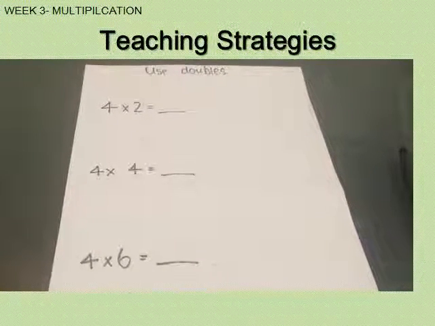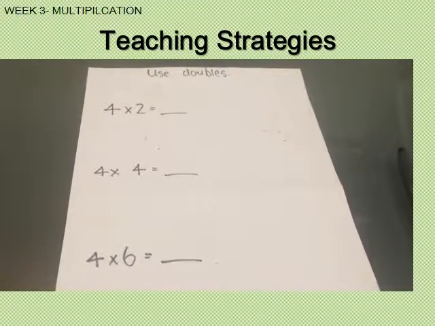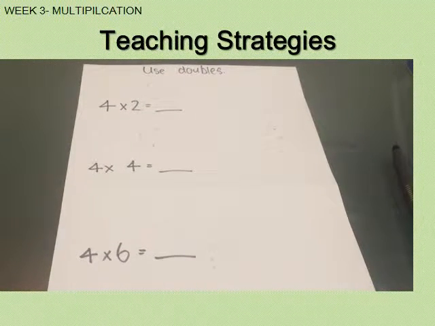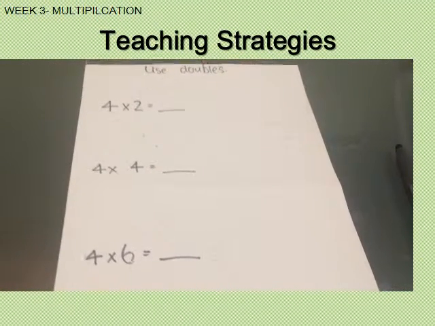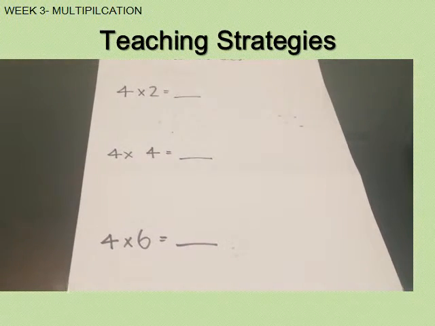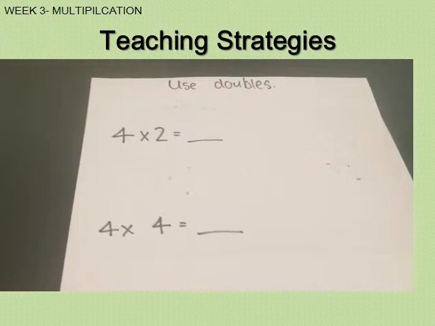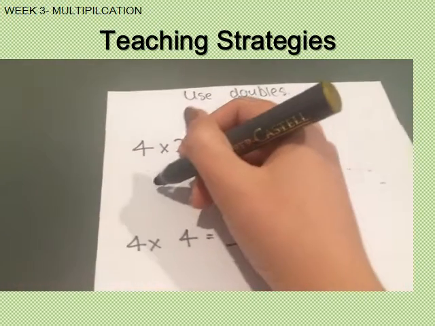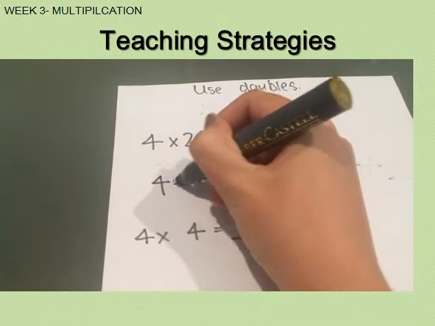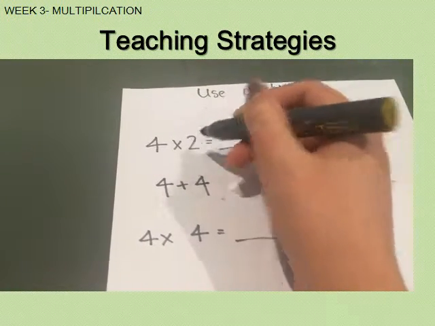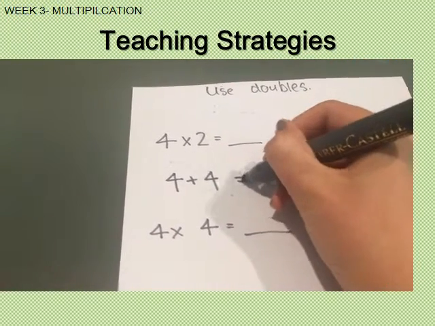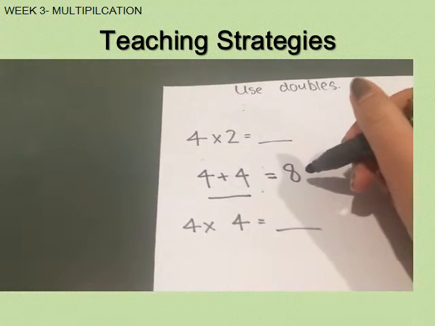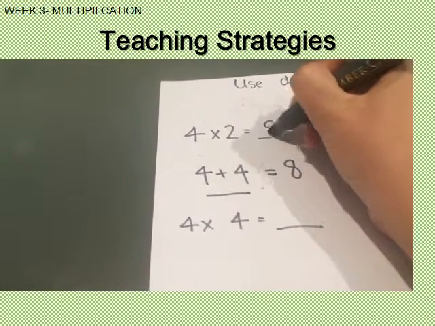A teaching strategy for multiplication is to use doubles, and this can be done with your 2, 4, and 8 times tables. Okay, so for an example, we have 2 times 4. So this is seen as repeated addition, so you can go 4 plus 4, because there's 2 lots, equals 8. So here you have your double, and 8 is your answer, so you can record that there.